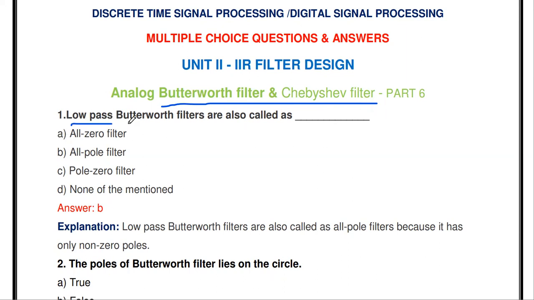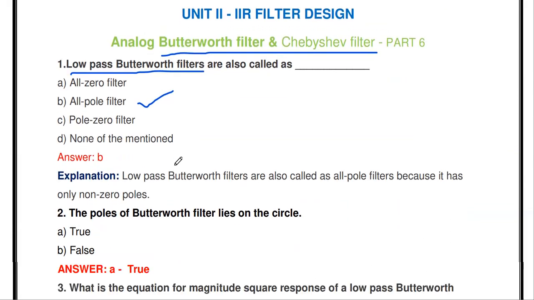So the low pass Butterworth filters are also called as dash. All zero filter, all pole filter, pole zero filter, none of the above. It's an all pole filter. The low pass Butterworth filter is called an all pole filter. So that means this filter has poles only. It doesn't have any zeros. The roots of the denominator polynomial we call poles. So Butterworth filters are all pole filters.